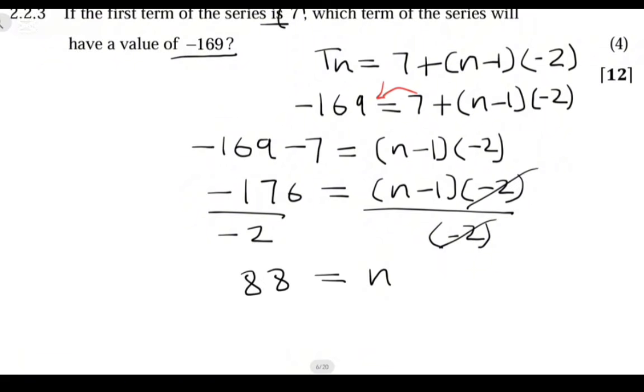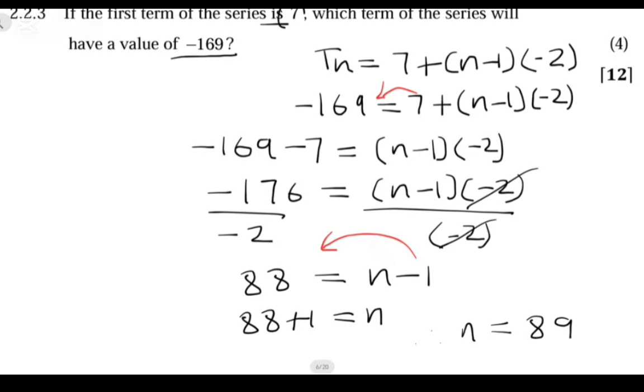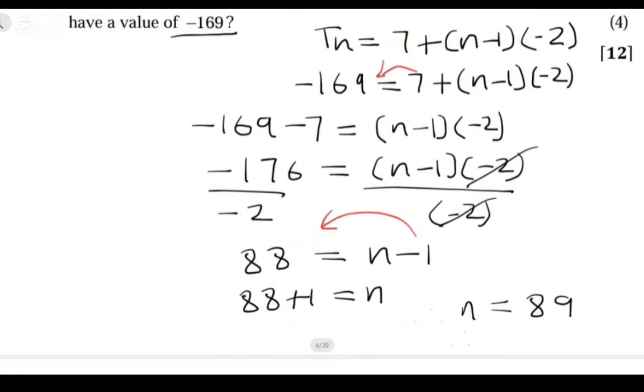And then we are left with n minus 1. Now I can take this 1 to the other side. So I'm going to have 88 plus 1, which is equal to n. So therefore, my n is going to be equal to 89. So the term that is equal to negative 169 is term number 89. Therefore, we can conclude that it is term number 89 that is equal to negative 169 as our answer there.